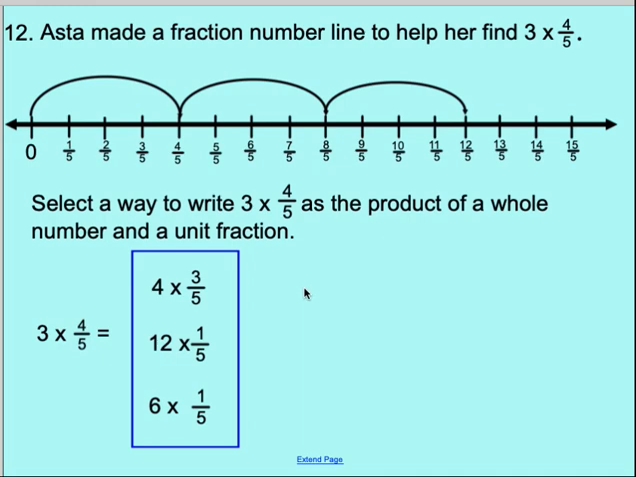But we have to figure out how to show it using a unit fraction. Well, I see in here we've got a 4 times 3/5. Well, that's not a unit fraction because a unit fraction has a numerator 1. So this one has a unit fraction, as does this one. So let's see which one's true. We know the answer is 12/5. So 12 times 1/5 would give us 12/5. 6 times 1/5 would give us 6/5. So our answer must be 12 times 1/5 because that's our answer.